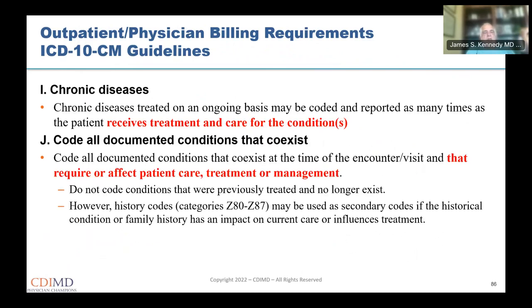On the other hand, the outpatient environment is completely different. The doctor has to be explicit that the documented condition did receive treatment or care for the condition and such. And so this is going to be a point of contention, particularly if one does CDI in the outpatient environment.